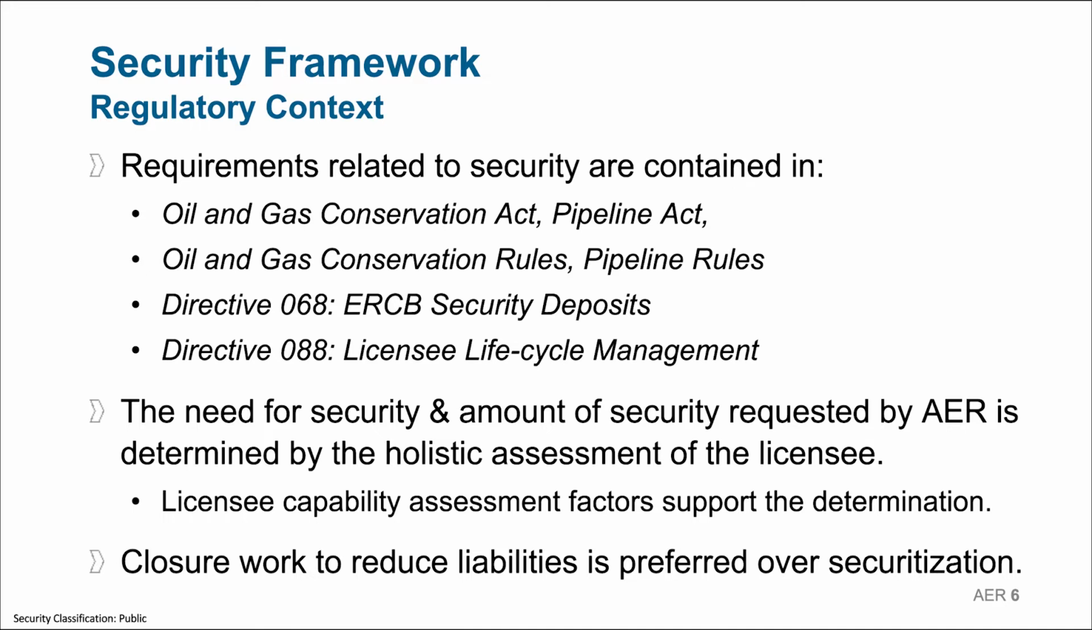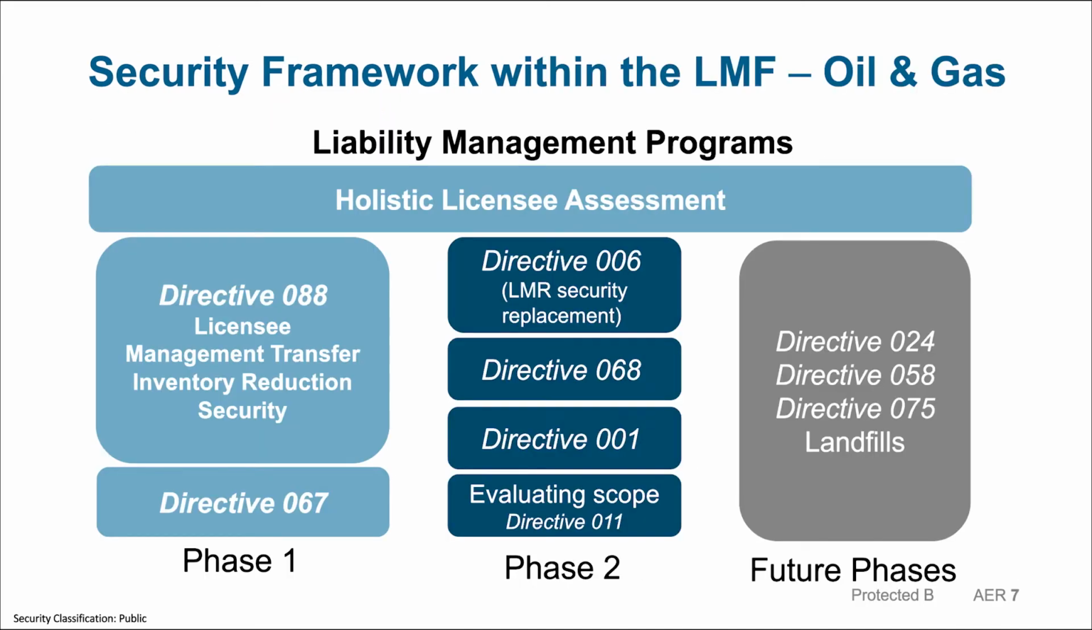Based on this initial assessment, the AER will then apply further scrutiny to determine the potential need for security to mitigate the potential risks. The maximum amount of security that may be required is the licensee's total liabilities, which involve the cost of providing care and custody and the cost to permanently end operations, including abandonment, remediation, and reclamation of the site. One key outcome of the new liability management framework is to have closure work completed proactively to reduce liabilities, which is preferred over securitization. The holistic licensee assessment is the starting point in determining whether security is needed.